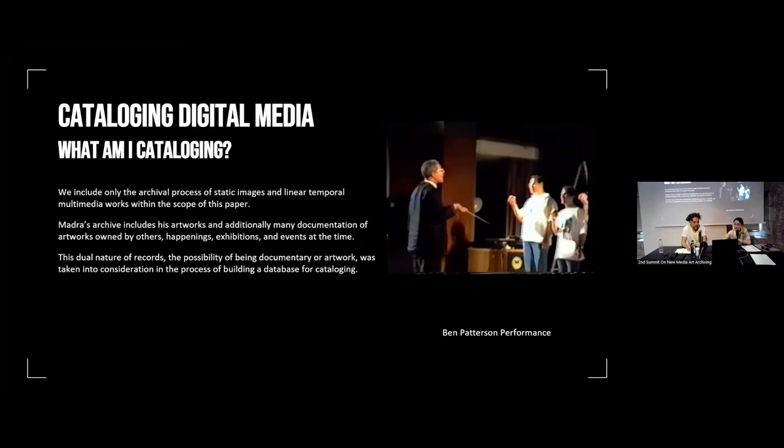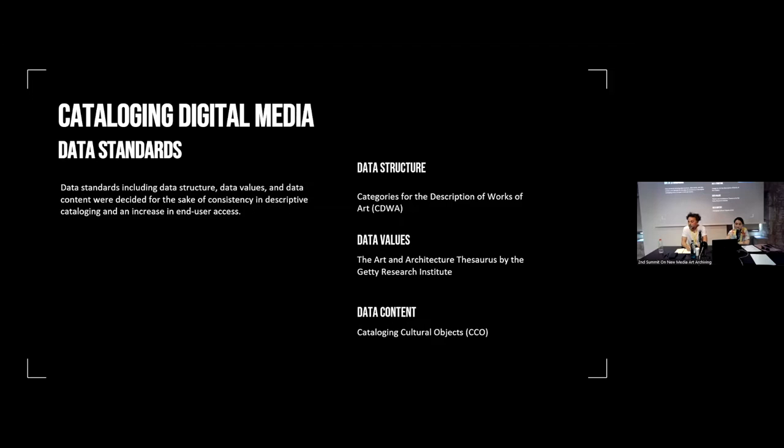And after we agreed on what to be cataloged, we started to analyze the data standards, starting from the data structure. For the data structure, we chose the CDWA schema because of its allowance for integration of data to other systems and also its precision with its comprehensive categories for cataloging. After that, for the data values, we decided to use the Art and Architecture Thesaurus by the Getty Research Institute. And lastly, for the data content, we are following the Cataloging Cultural Objects manual, as I mentioned before.